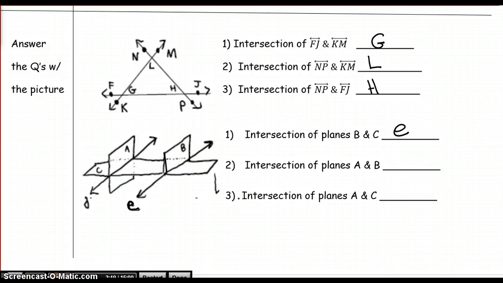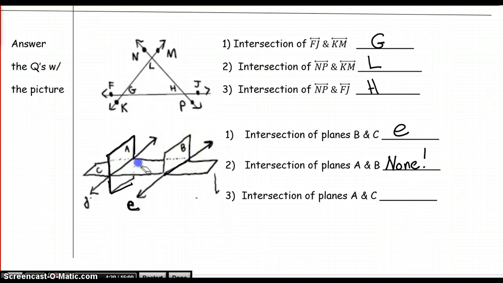For number two, same kind of idea. You're looking for plane A, and you're also looking for plane B. Now it's asking for an intersection. Well, as you can see here, those two planes will never, ever touch. They're parallel instead. So therefore, the intersection of plane A and B is non-existent. We will put then just none or no. I'm going to put an exclamation point to emphasize how I feel about this.